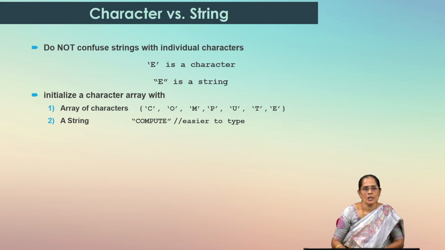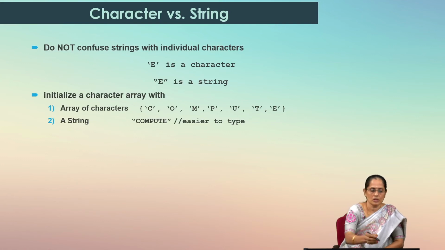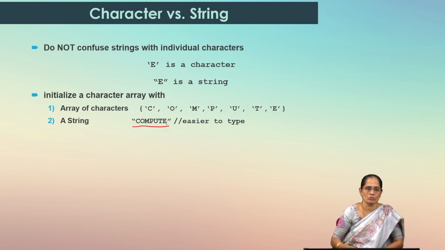For instance, if we are initializing a character array with characters, we initialize each individual character enclosed within single quotes. That is the way we have handled it. If you want to handle it as a string, it is enough to enclose the complete string within double quotes. This is easier to use compared to handling each character separately.